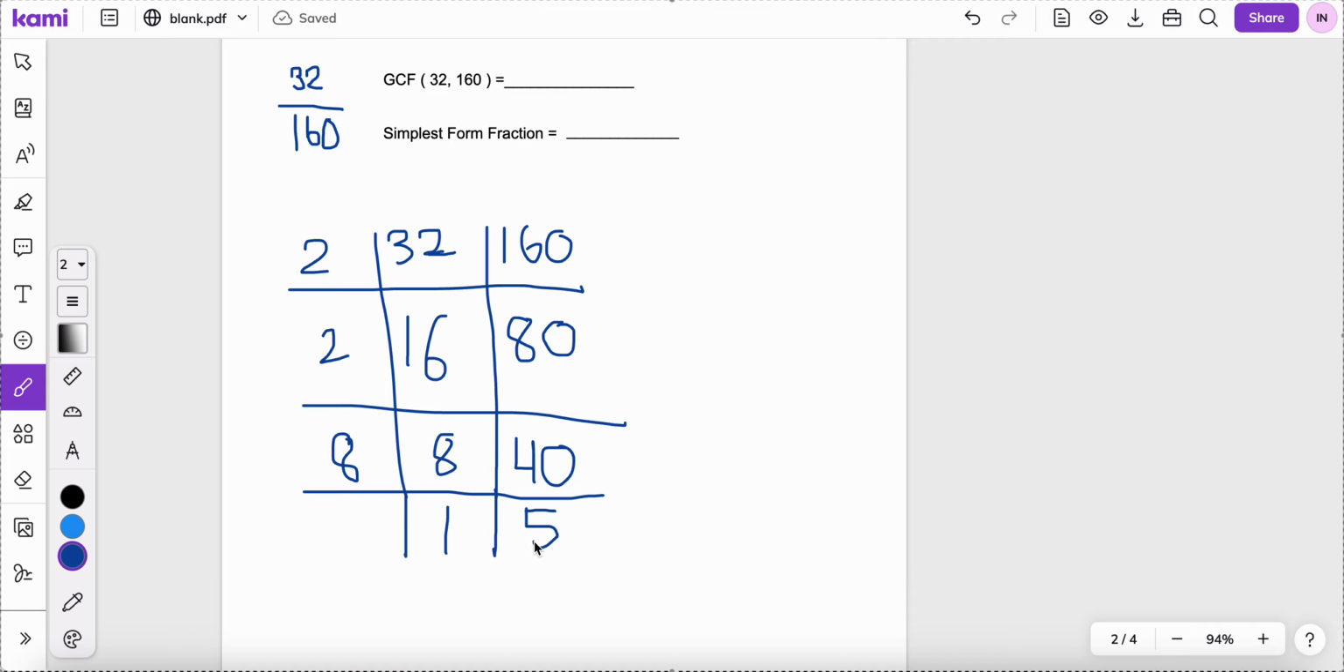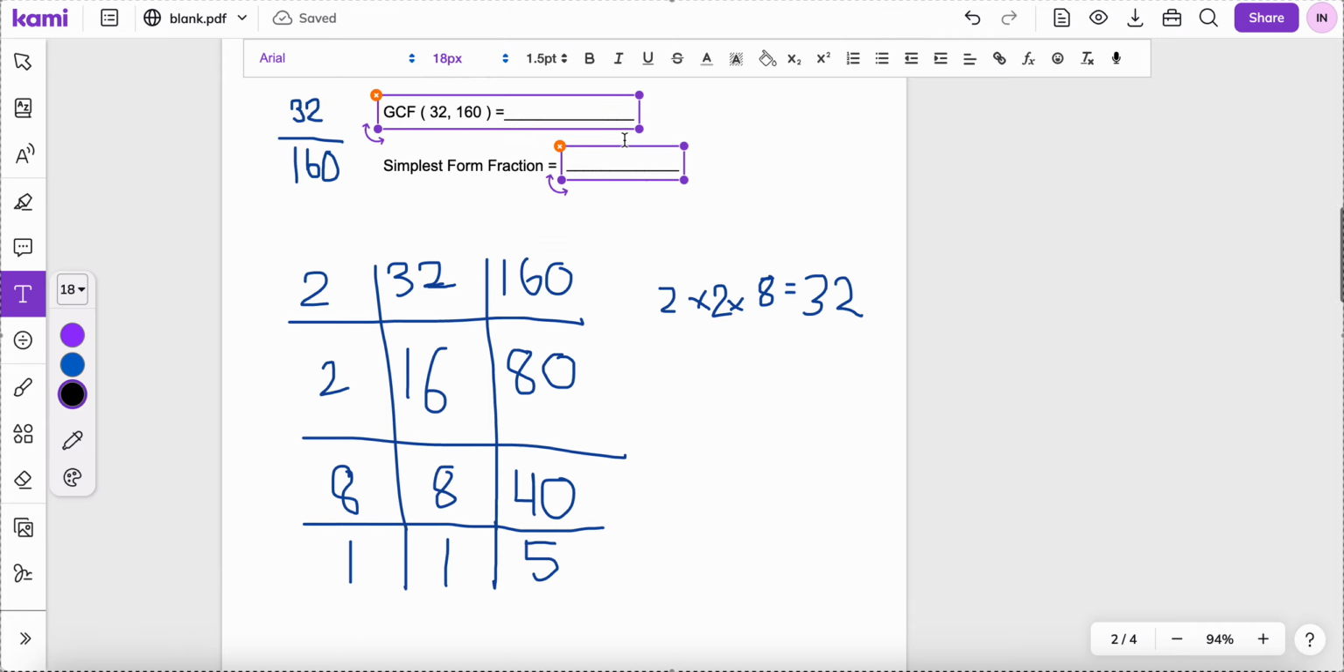Now we cannot think of any more numbers that go into 1 or 5, so I am just going to end it with 1. Now when we want to find the GCF, we are going to multiply all the numbers we have in the left corner, and 2 times 2 times 8 is going to be 32. I'm going to write that right there. So that is our answer for the GCF, but that is not our simplest form fraction.